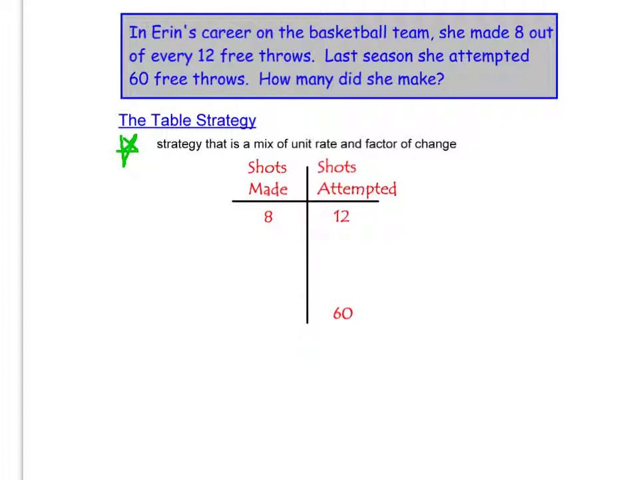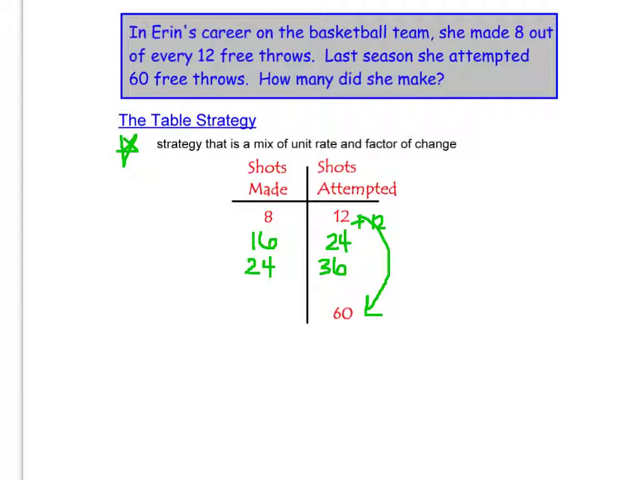So we know we have to get our way down to 60. And so I'm going to just start filling out my table, saying, okay, if I made 8 shots, then the next amount of shots that I would make would be 16. So I'm just adding on 8 to that, which means on the other side, or the right side, we would add on another 12. So we'd get 24. And then from there, if I made another 8 shots, that would give me a total of 24 shots made, which would make my shots attempted be out of 36.